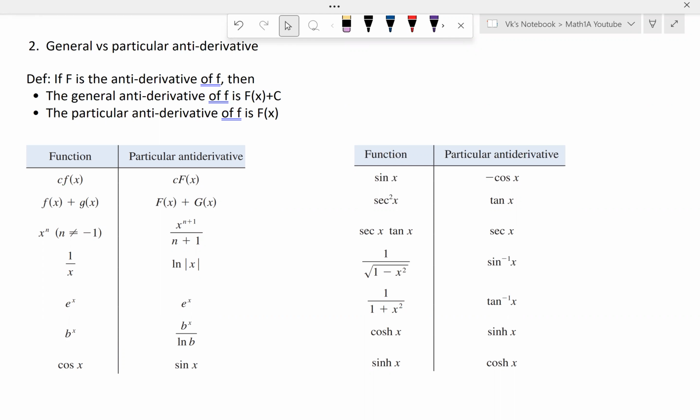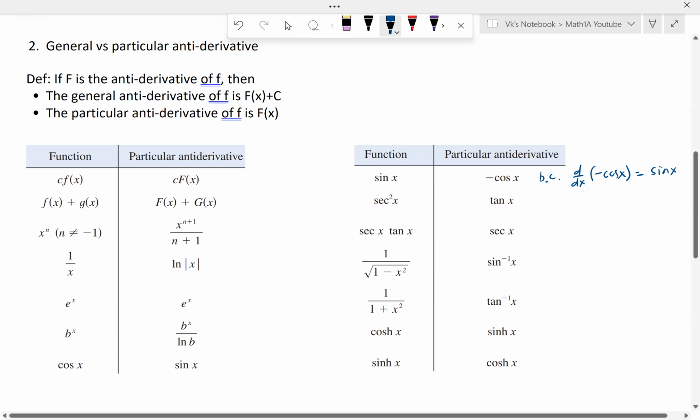Antiderivative of e to the x is e to the x. Antiderivative of b to the x is b to the x over ln b. Antiderivative of cosine x is sine x. Antiderivative of sine x is negative cosine x. You've got to be careful on this one. This is because the derivative of negative cosine x is negative of the derivative of cosine x, which is negative sine x. So we have negative of negative sine, which is sine of x.